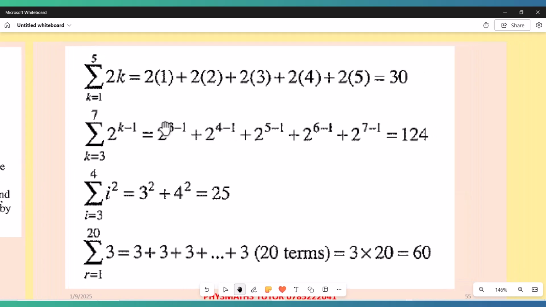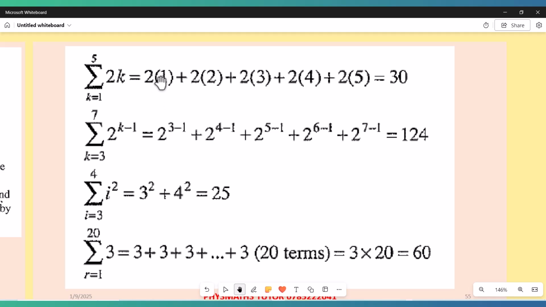Okay, now here I have the sum of 2k from k equals 1 up to 5. Did you hear that? I said what? The sum of 2k from k equals 1 up to 5. So what's my first value here? I put in 1.